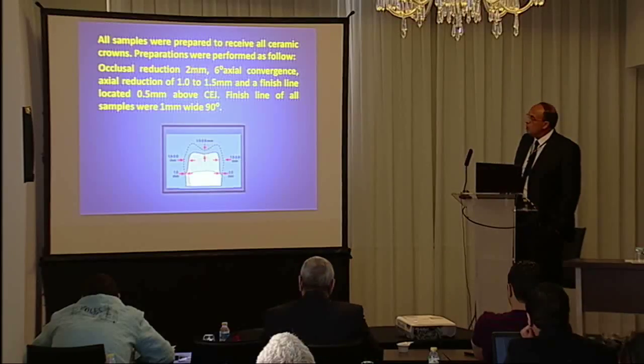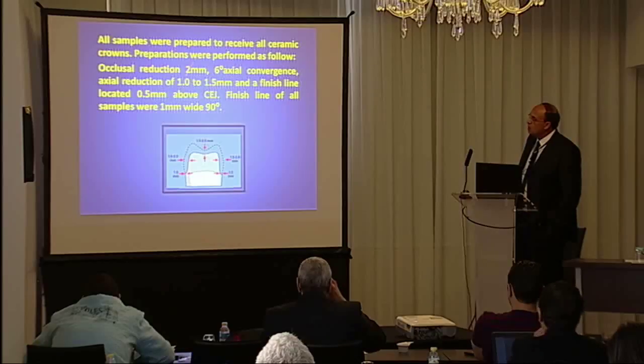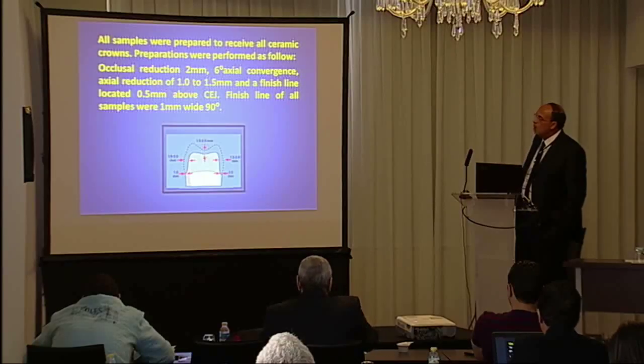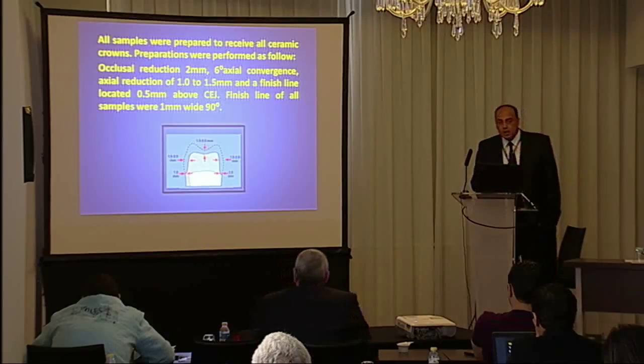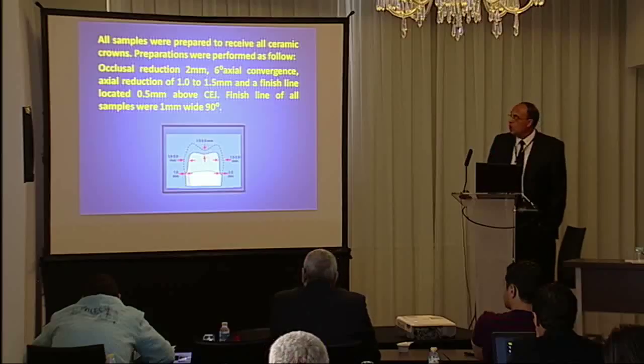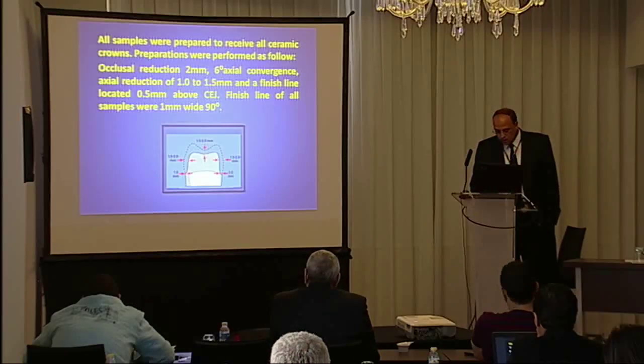The dimensions of preparations were performed as follows: occlusal reduction 2 millimeters, 6 degree convergence, axial 1 to 1.5 millimeters, and the finish line located 0.5 millimeter above the cemento-enamel junction. All finish lines were performed 1 millimeter wide, 90 degree.